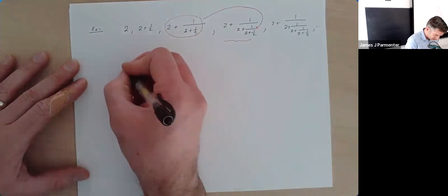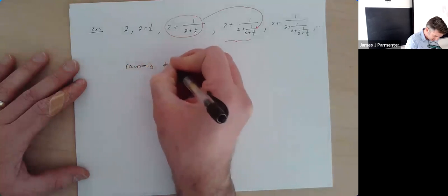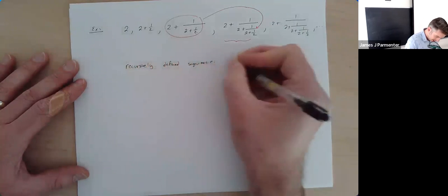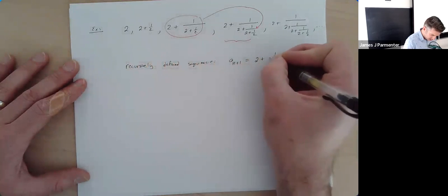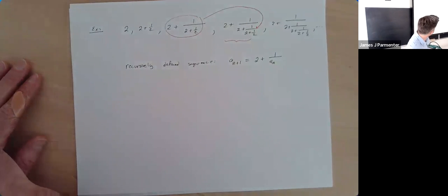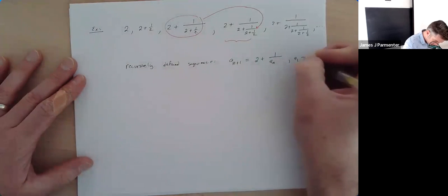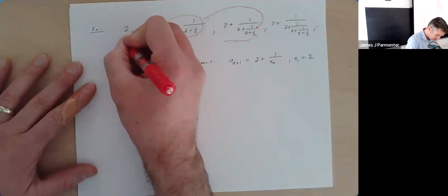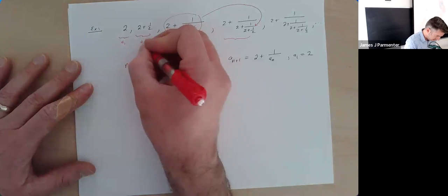So it looks like our recursively defined sequence is, I don't know why I decided to write recursively defined sequence, but I did. A sub n plus 1 is equal to 2 plus 1 over the previous term. I think that seems right. Oh, we have to pick a starting point too, right? Where a sub 1 is 2. That works. A sub 1 is 2. A sub 2 is 2 plus 1 over 2. Yeah, totally fine.